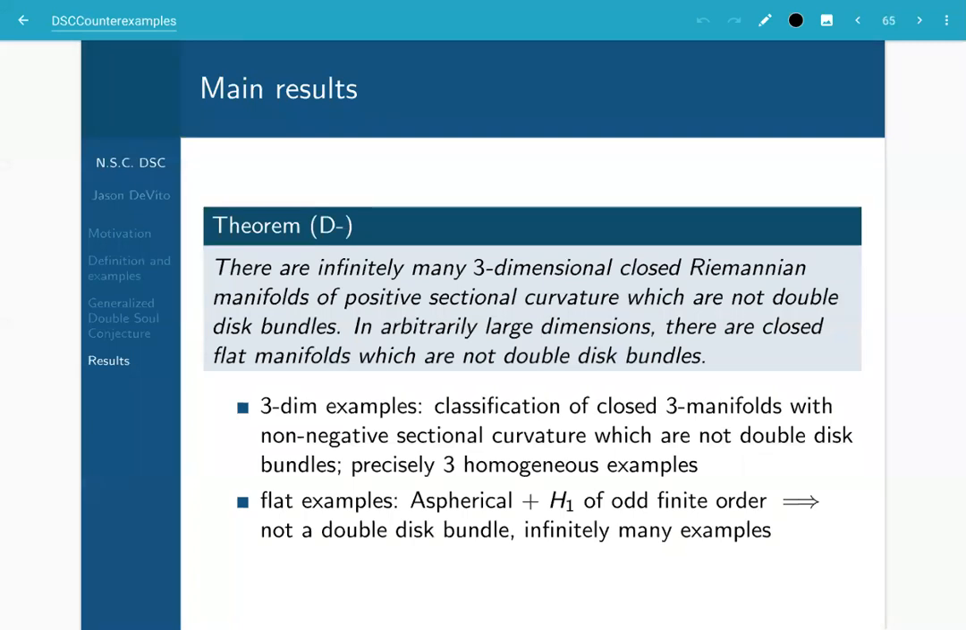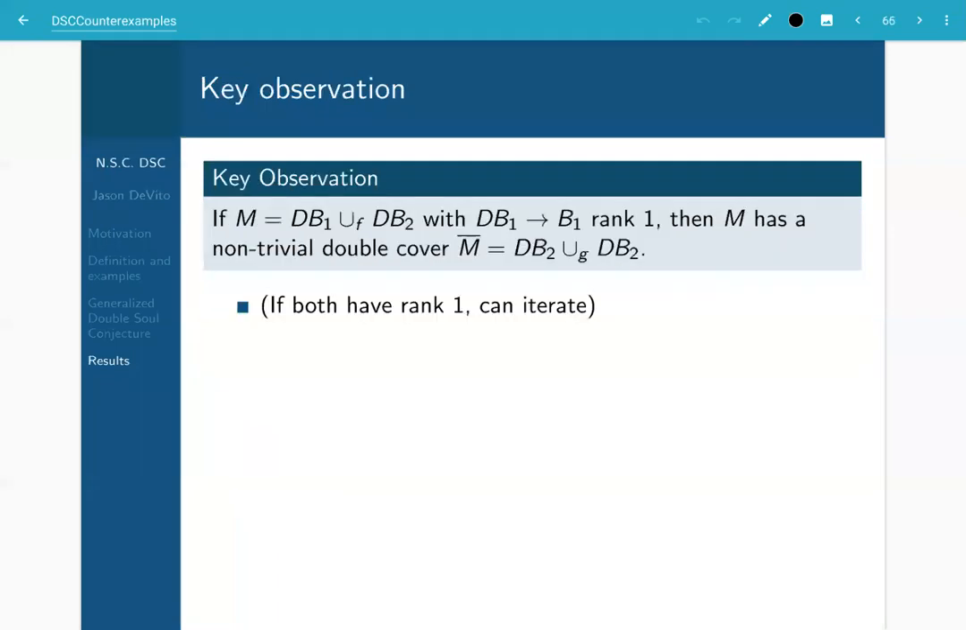So the key that goes into actually all the results, the 3 manifold result and everything, the key observation is actually not that difficult to prove, kind of a nice result though. It just talks about how we deal with the case where we have a disk bundle of rank 1 and a double disk bundle decomposition.